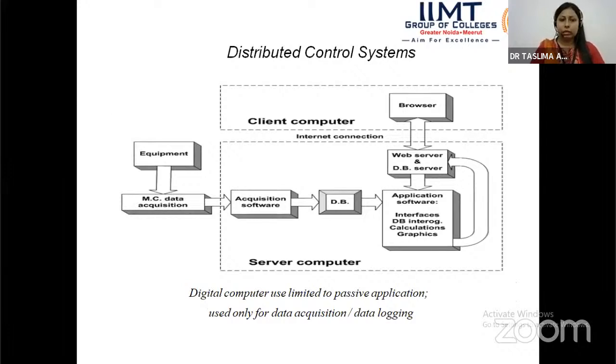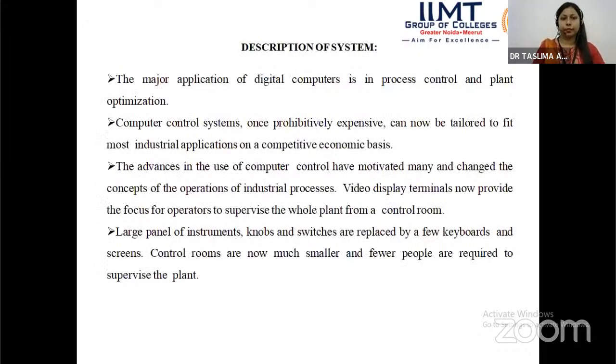Here we can see the block diagram of a direct digital control system. Here we control the equipment or data acquisition system directly by using the computer, that is the server computer and the client computer, and both are controlled by a computer process system. And here we are using application software for controlling different functions.